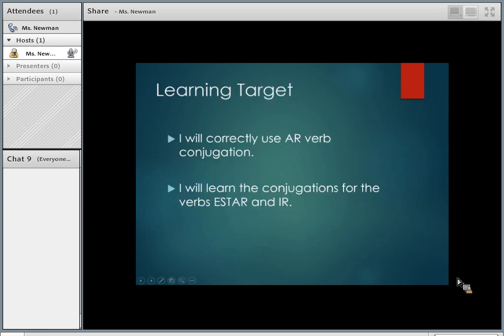The learning target is I will correctly use AR verb conjugation. I will learn the conjugations for the verbs estar and ir.